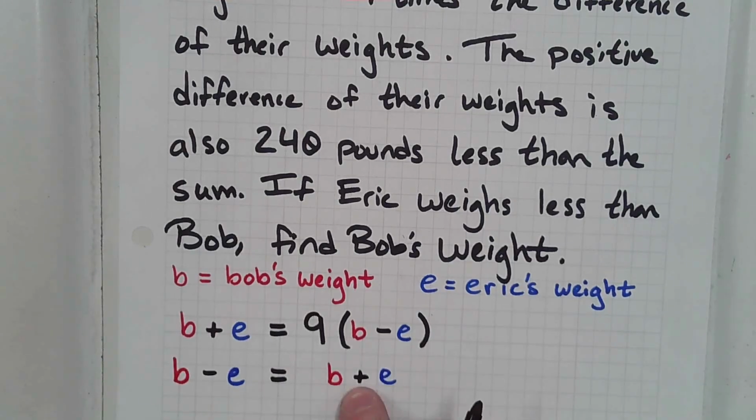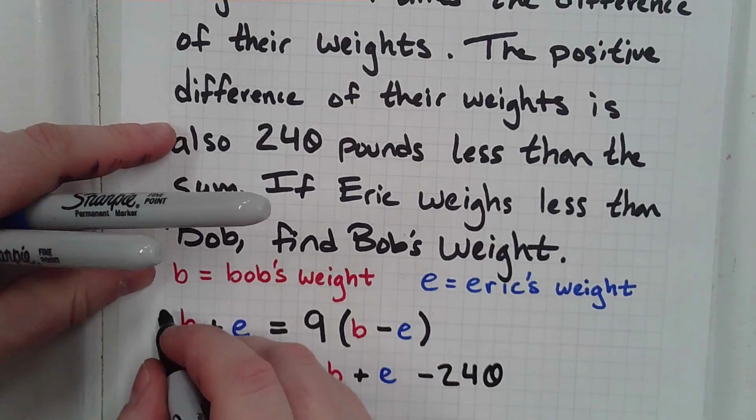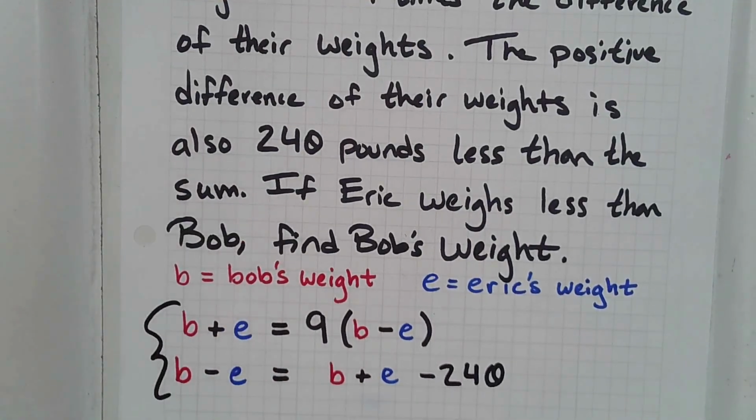Well, how much more is this? Well, this is 240 less than this. So this one's smaller. It's 240 smaller. So you could either add 240 to this side or subtract 240 from this side to make them equal. I'm going to just minus 240 from here. And here are our two equations. From here, we should be able to solve for Bob and Eric's weight.